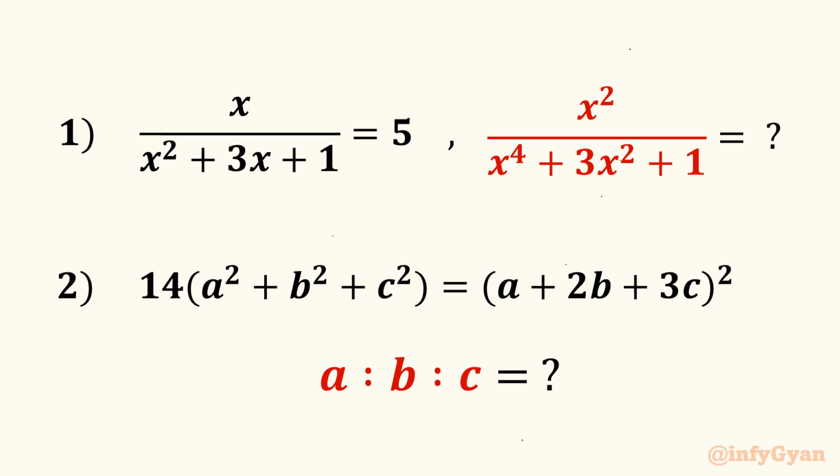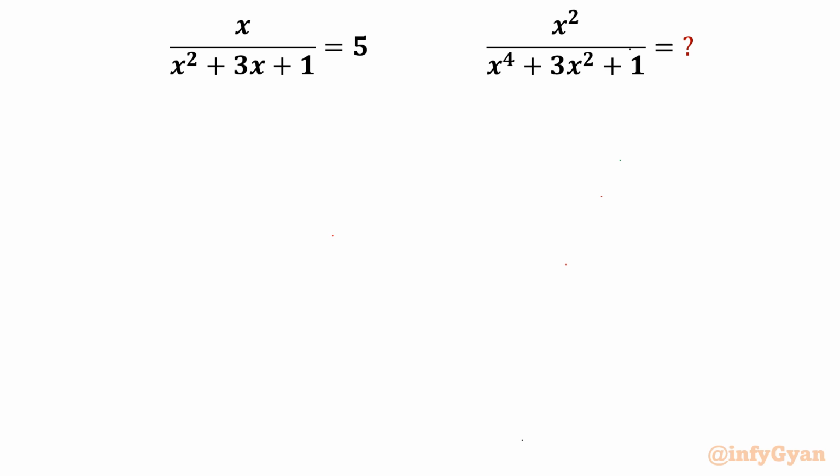And the second problem is 14 times a square plus b square plus c square. If it is equal to a plus 2b plus 3c whole square, then what would be the ratio among the three a, b, c? If you want to attempt or try on your own, take a pause and then cross check your answer. So let's get started. Problem number 1.